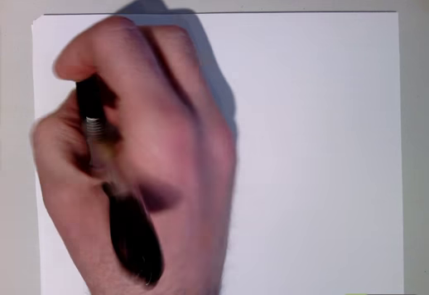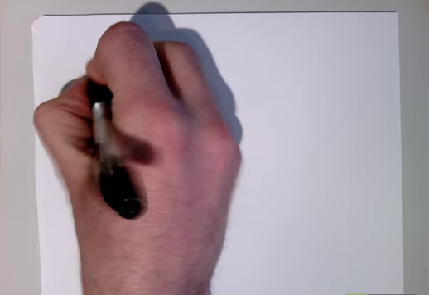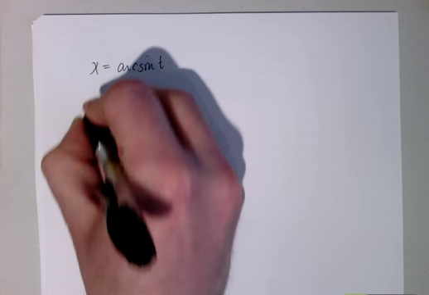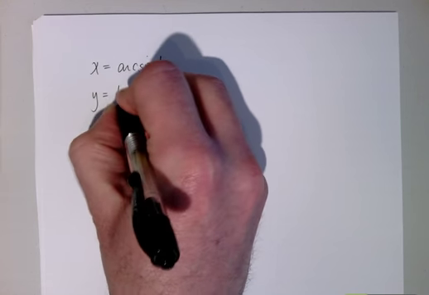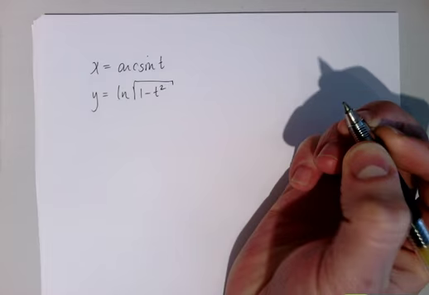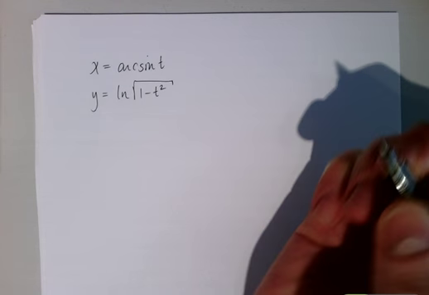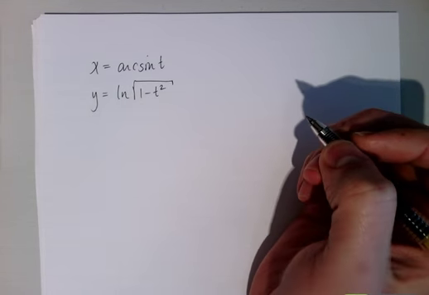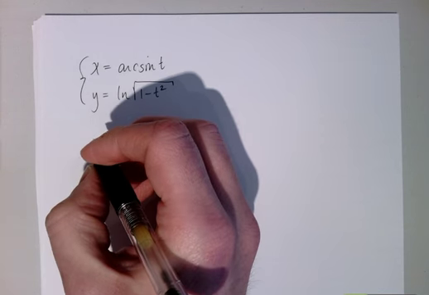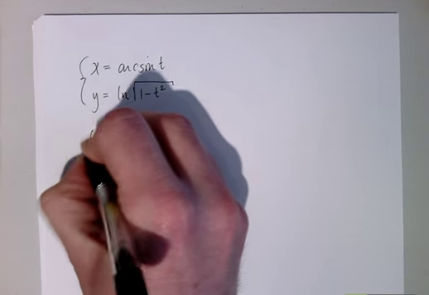And let's do one that's a little bit nasty, just for the sake of doing one that's nasty. How about x is equal to arc sine t, and I can hear you groaning already, and y is equal to the natural log of the square root of 1 minus t squared. Okay, now here's the thing. This y right here looks pretty nasty. Oh, by the way, we're going from 0 to 1/2.